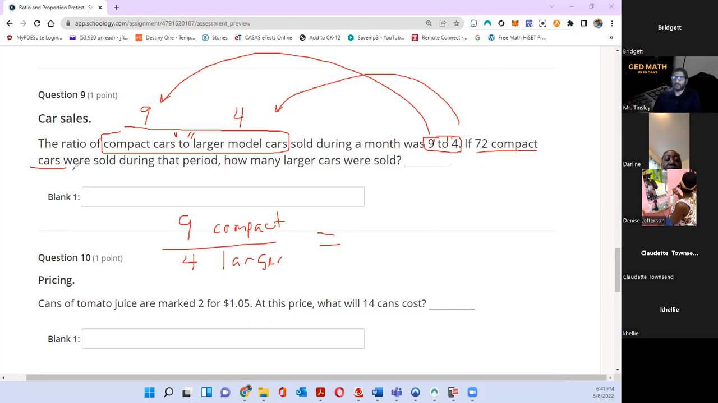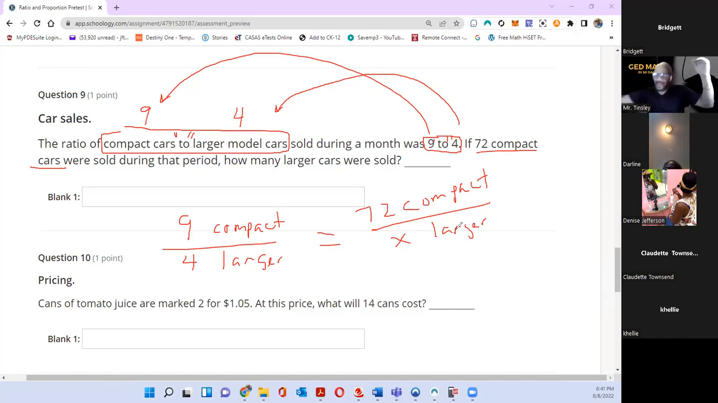72 is going to go on top. On top. Why? Tell me why. Because we have an equal sign. So you want the same thing on one side. If you got compact on the top on the left side, you got to have compact on the top on the right side. Otherwise, they wouldn't be equal.